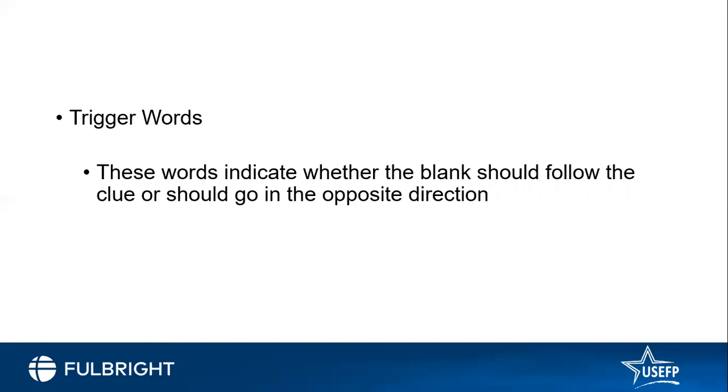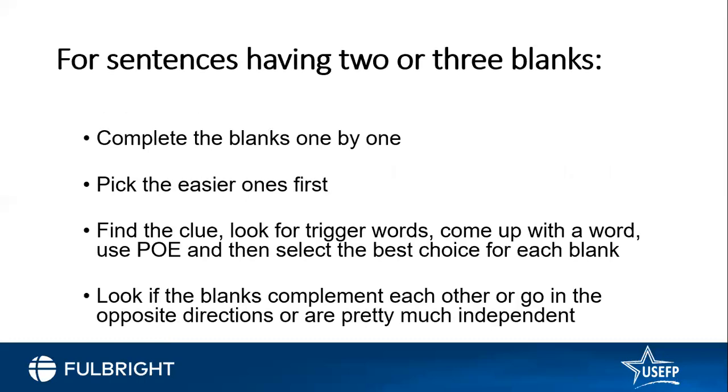So, trigger words. These words indicate whether the blank should follow the clue or should go in the opposite direction. Be wary that if the tone changes from positive to negative or negative to positive, the blank might be the opposite of what the sentence had started with if it has a trigger word. For sentences having 2 or 3 blanks, complete the blanks one by one. Pick up the easier one first. Find the clue, look for trigger words, come up with a word, use POE, and then select the best choices for each blank. Look if the blanks complement each other or go in the opposite direction.